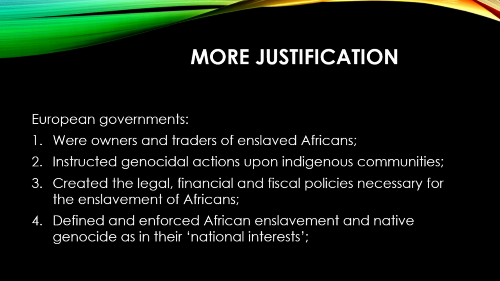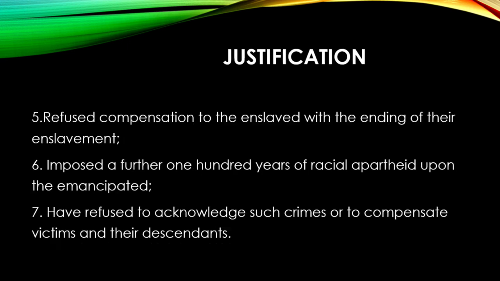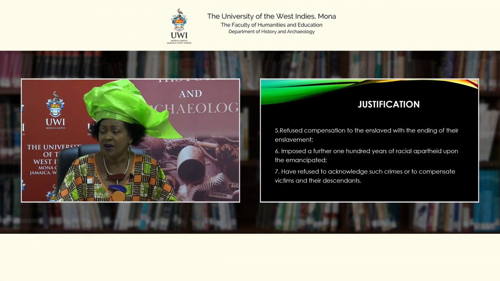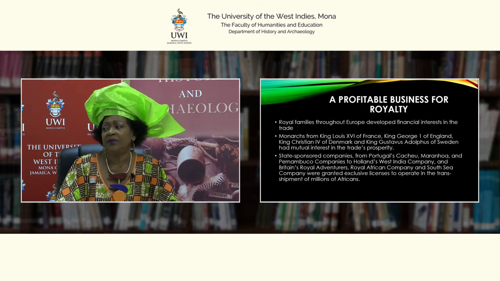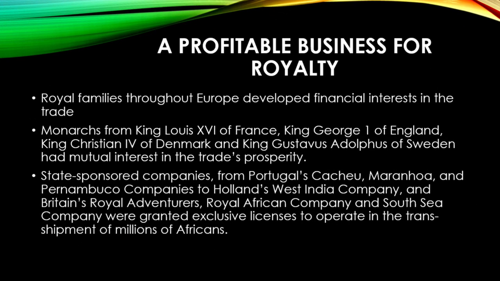So the Europeans created the legal framework within which they justified exploitation and plantation slavery. And then another justification is that they refused compensation. At the moment of emancipation, they compensated the planters and then refused compensation to those who were the victims. And they imposed in the post-slavery period these harsh measures. Remember the Morant Bay War and other post-slavery liberation struggles across the Caribbean. And they have refused to even engage in a discussion.